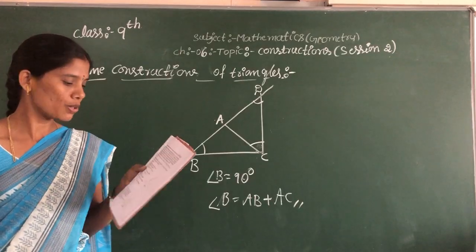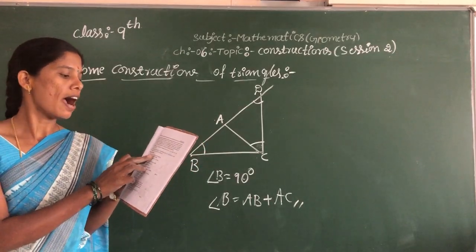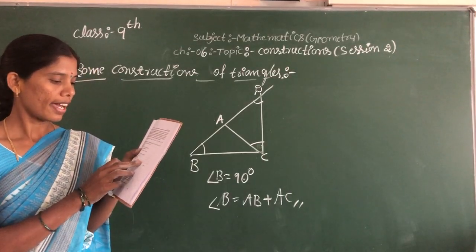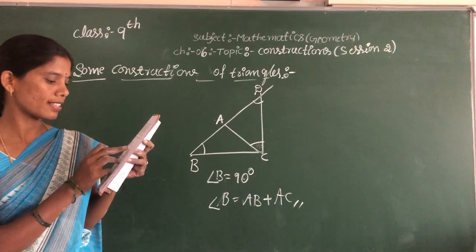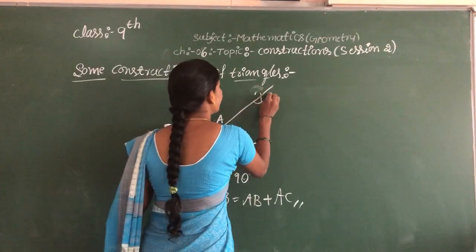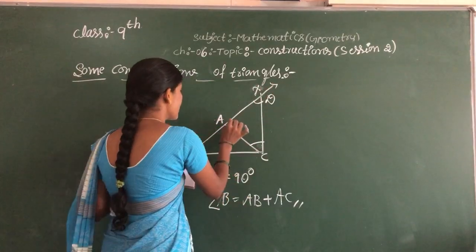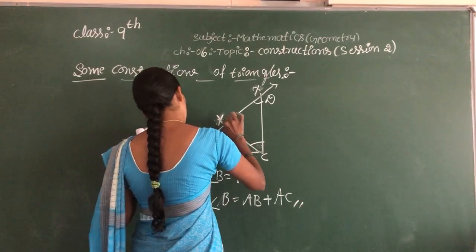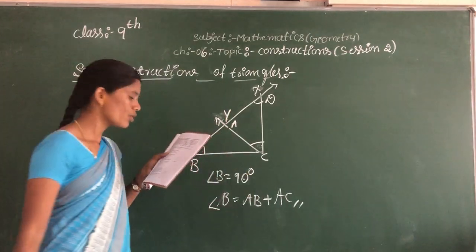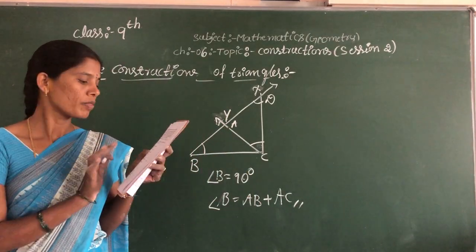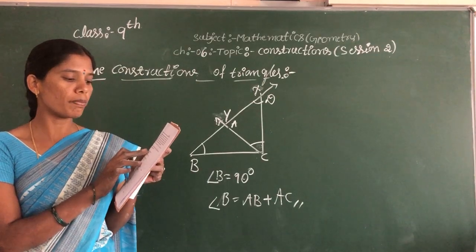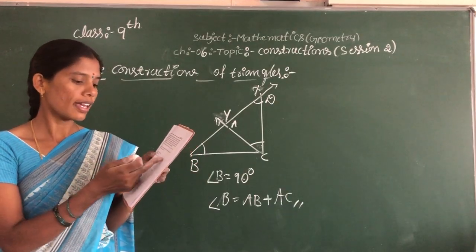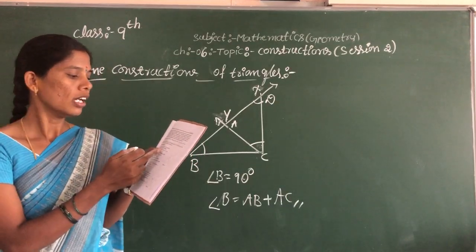How to construct? You see children. Draw the base BC and at the point B make an angle, say XBC, equal to the given angle. This is D, this is X, this is Y. The extended ray has no given measurement.